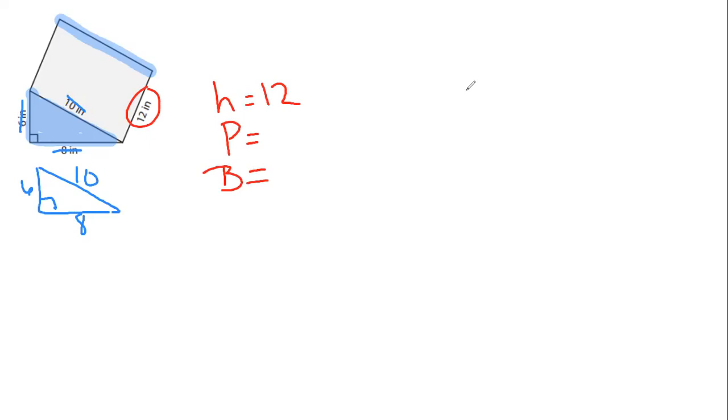For perimeter of a triangle, you add the three sides of the triangle. So perimeter equals 6 plus 8 plus 10. In my calculator, I'm going to do 6 plus 8 plus 10, and I got 24. So my perimeter is 24.